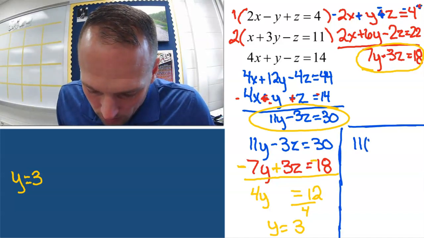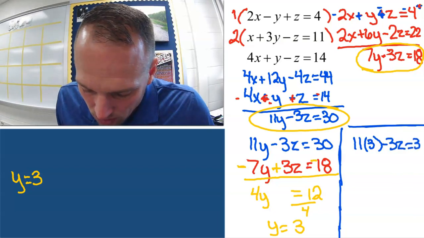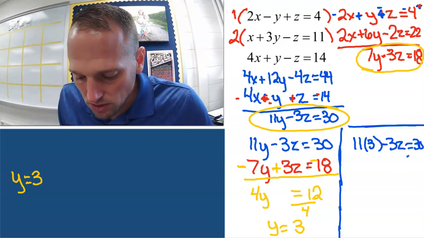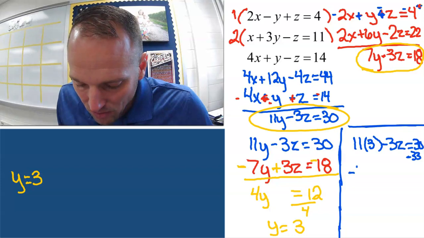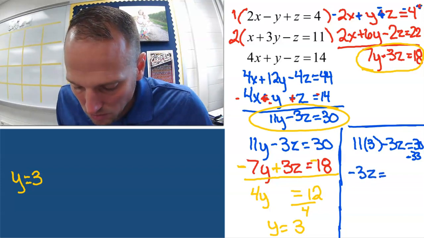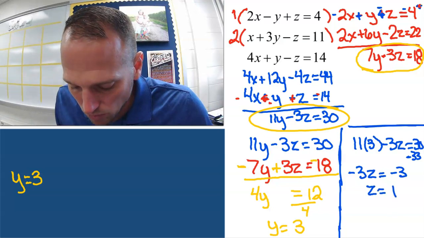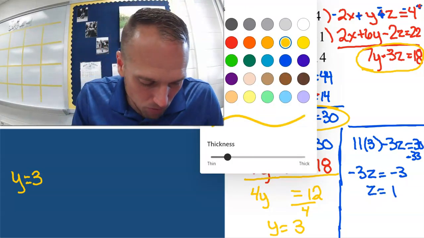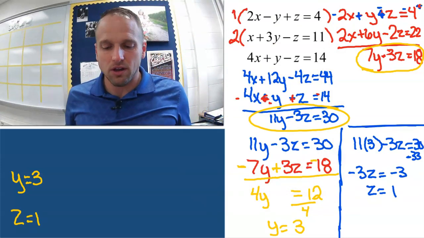11y. Well, we know our y was 3. Minus 3z equals 30. Okay, 11 times 3 is 33. So let's subtract the 33 over. And now I have negative 3z equals negative 3. Divide by negative 3, and z equals 1. Okay, so now, so excited once again. I'm going to bring our z equals 1 over here so I don't lose it.